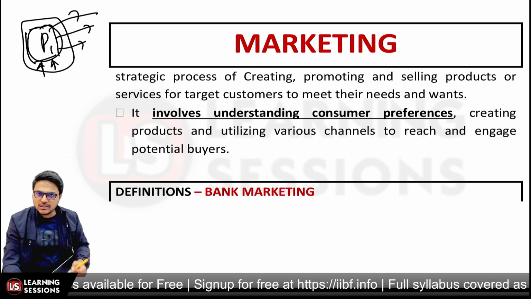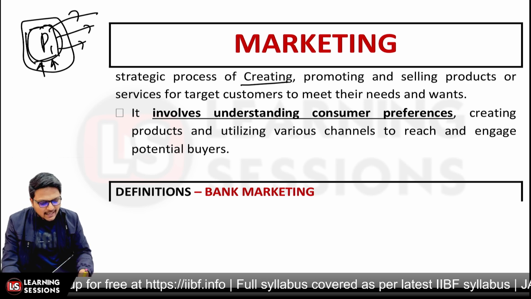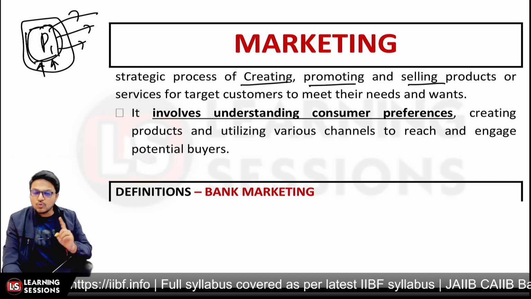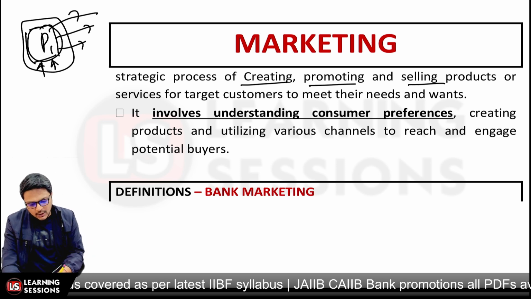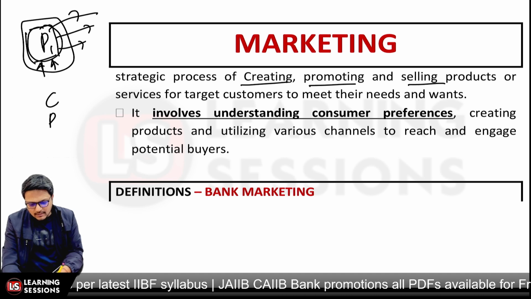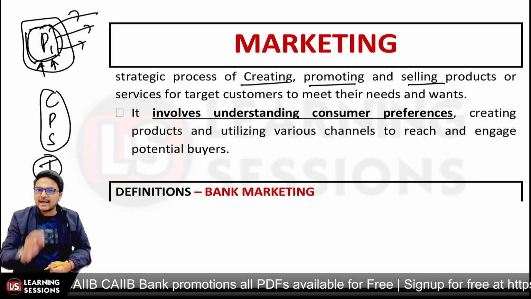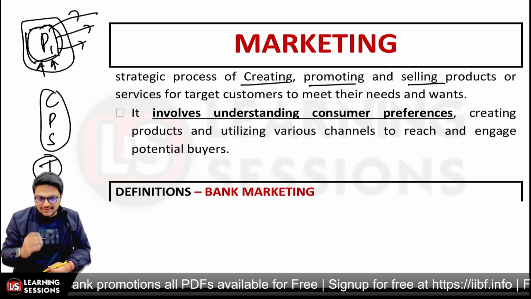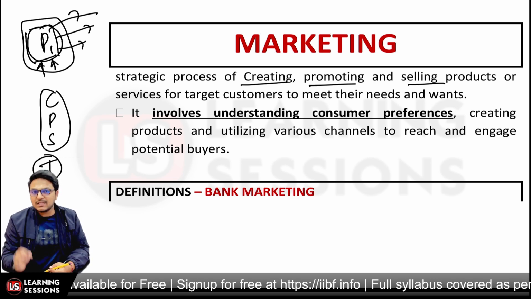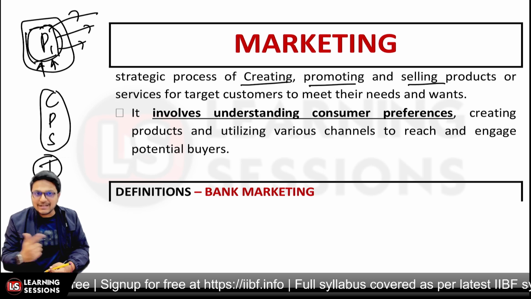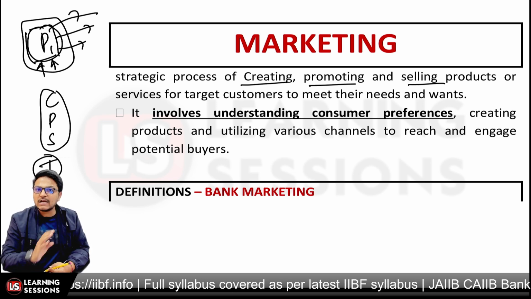So marketing is actually a strategic process by which we are creating a product, promoting a product, and selling the product to our target customers to meet their needs and wants. So it's related to CPS, that is creating the product, promoting the product, and selling the product to whom? To our target audience, to our target customers, so that their needs are fulfilled. So it basically involves a process so that we can understand the customer preferences, create the products based upon the same, utilize various channels to reach them, engage the potential buyers, and sell the product to them, right? So that's all covered under marketing.